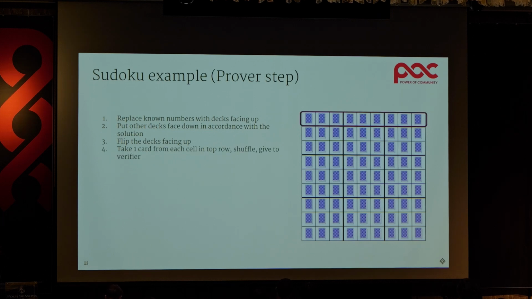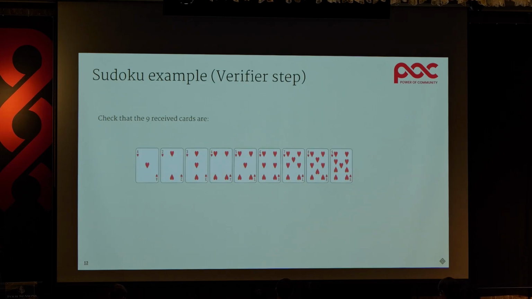What happens next is the prover takes 1 card from each element of the top row. They shuffle those cards and give the shuffled cards to the verifier. The verifier then takes those cards and checks that they contain all the elements from ace to 9. So they have the representation of all the values from 1 to 9. So at this point, the verifier checked that the top row indeed had all the elements.